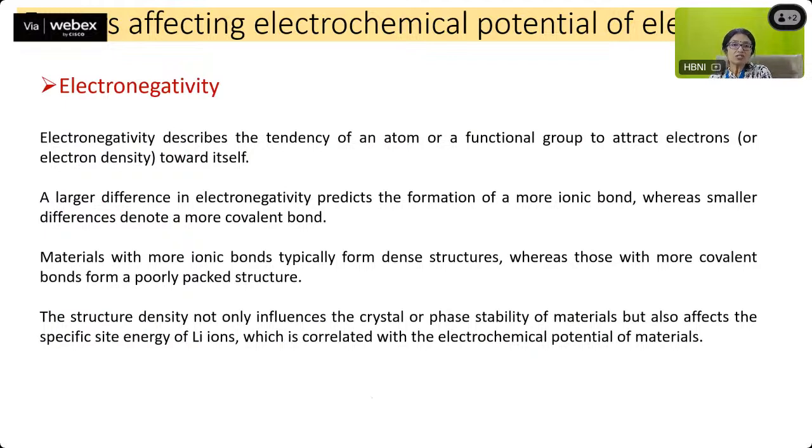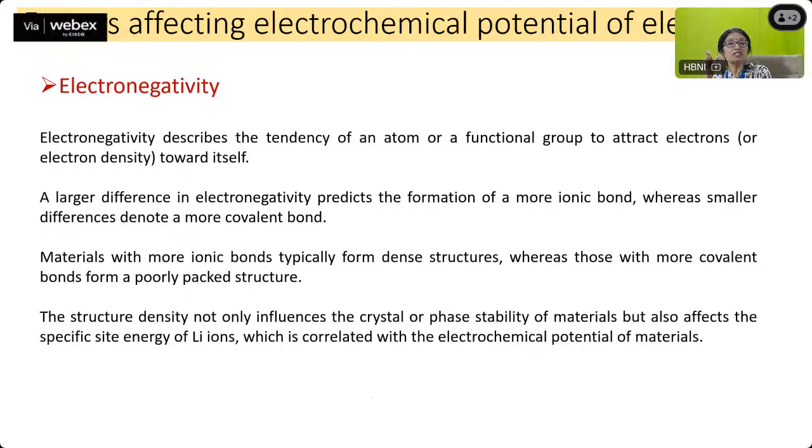So if you have a very large difference in electronegativity, it has a more ionic bond. And if it is a small difference, then you will have a covalent bond. So always remember that materials with more ionic bonds typically form dense structures, whereas those with covalent bonds will generally have a poorly packed structure. This structure density influences the crystal and phase stability of the materials. It also affects the specific site energy of lithium ions. And all this is correlated with the electrochemical potential of the material.